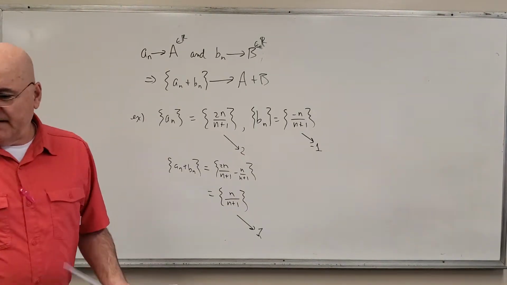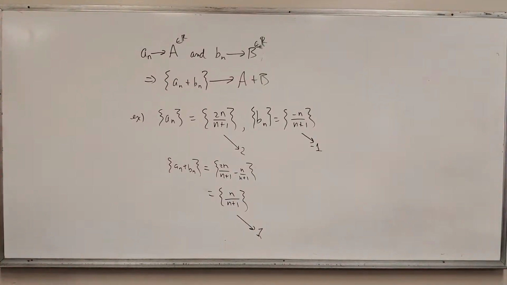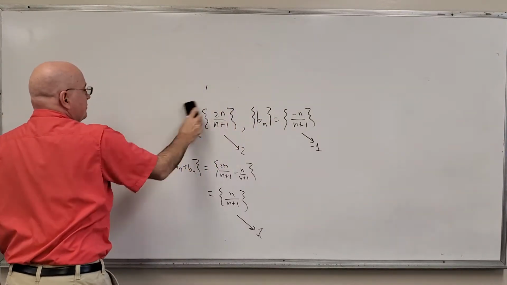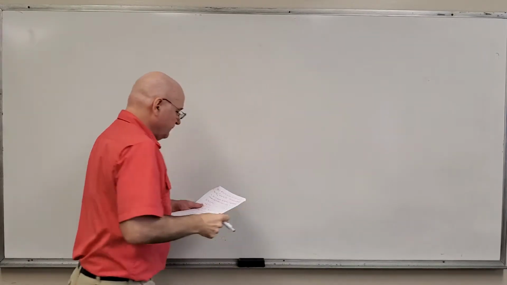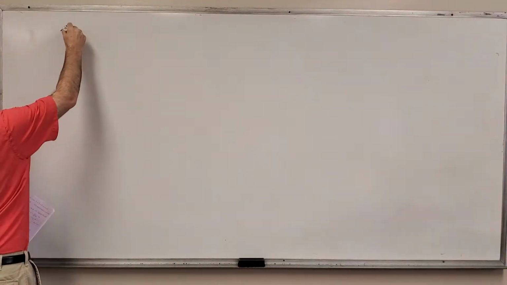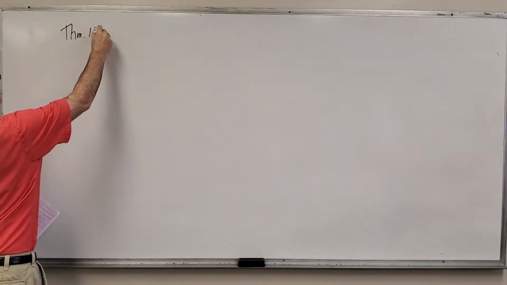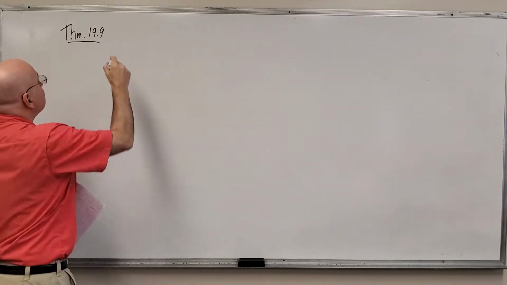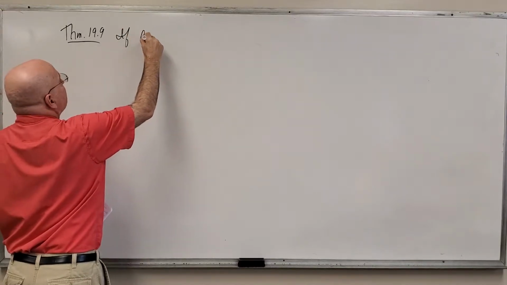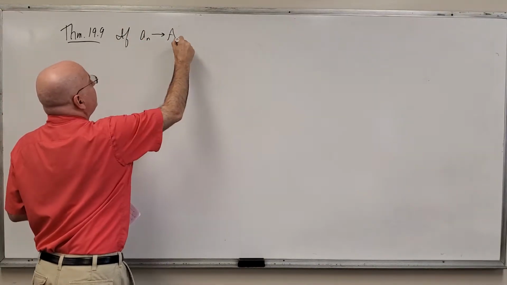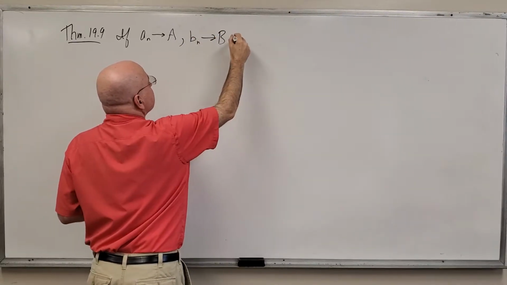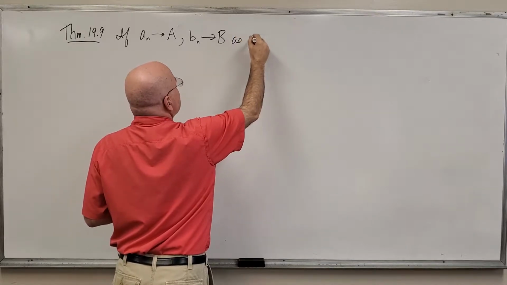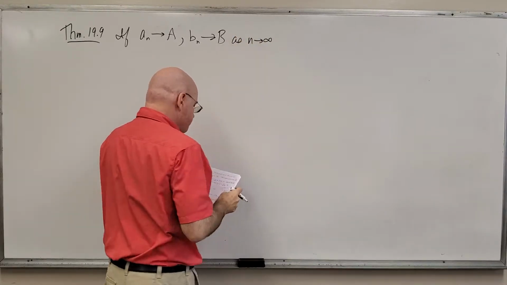Okay, well, the next one we're going to look at is a similar statement, only we're not going to add the corresponding terms together, we're going to multiply them. So theorem 1.9 says the following. If a_n converges to the real number a and b_n converges to the real number b, I'll be a little more precise here, as n approaches infinity.